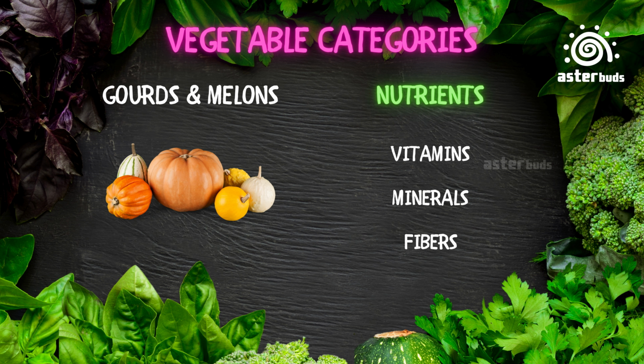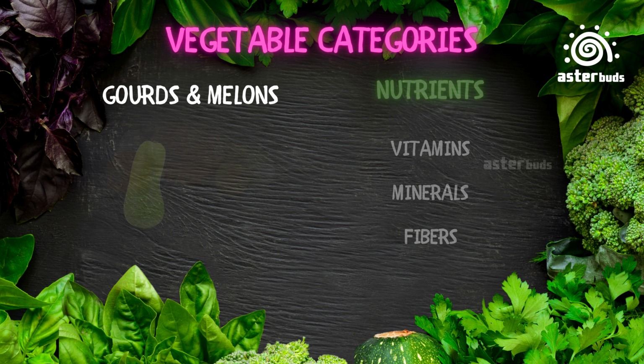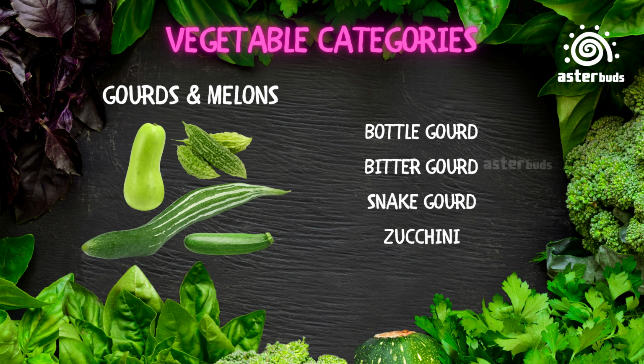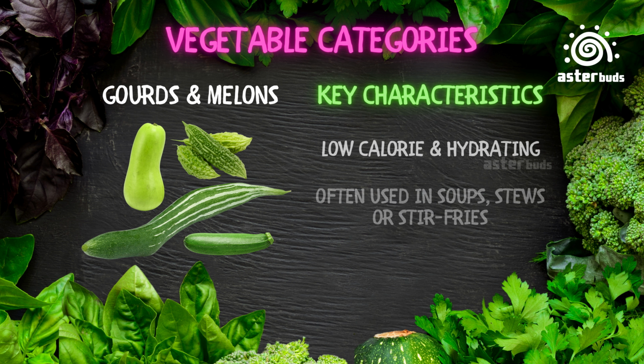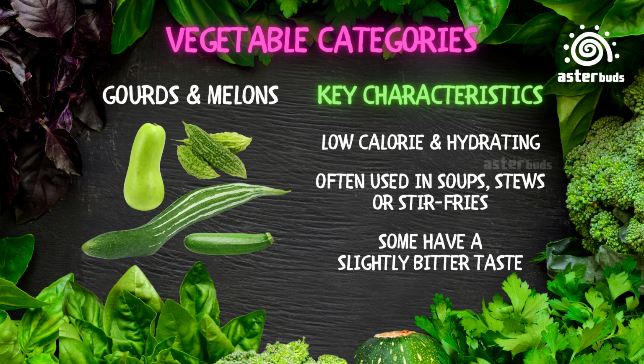Gourds and melons. Gourds and melons are also fruit vegetables, but we put them in a different category for convenience in differentiating them from other fruiting vegetables and their uses. This category includes vegetables with hard skins and seeds, often related to the gourd family. Examples of gourds and melons are bottle gourd, bitter gourd, snake gourd, zucchini, etc. Key characteristics: low calorie and hydrating. Often used in soups, stews, or stir-fries. Some have a slightly bitter taste.